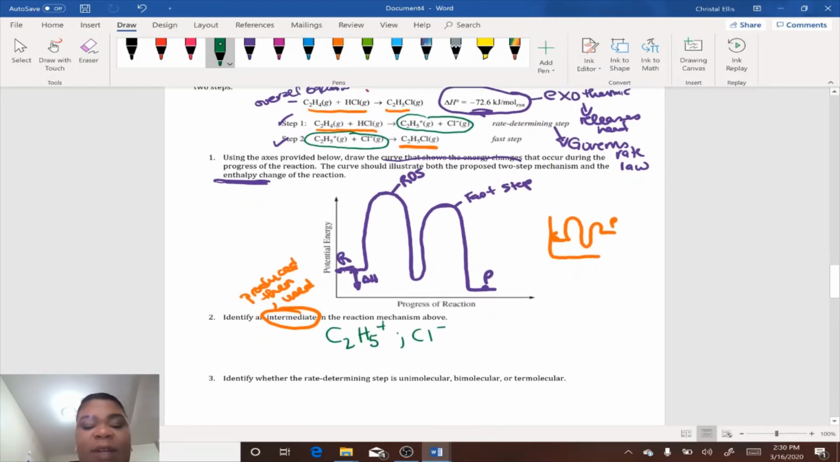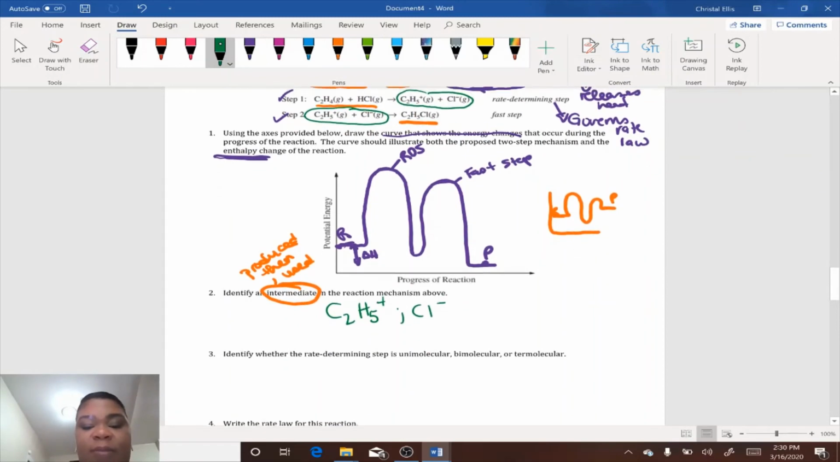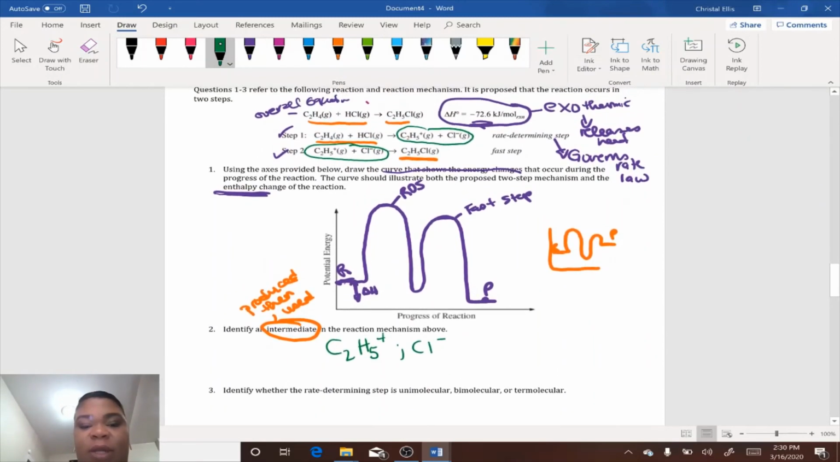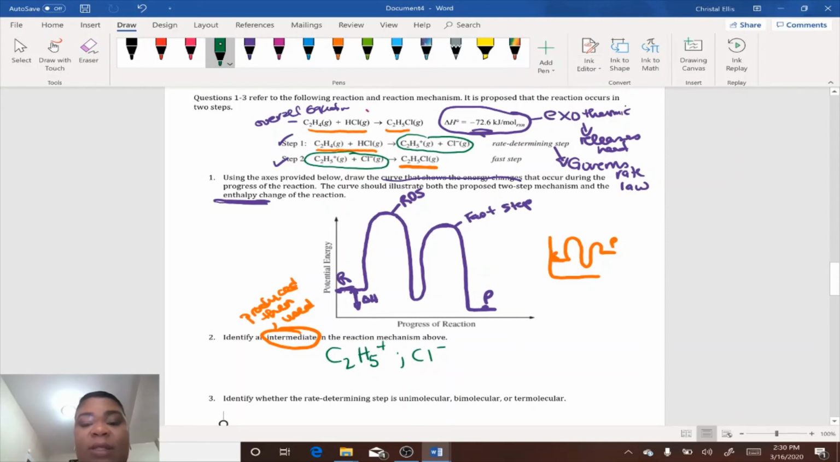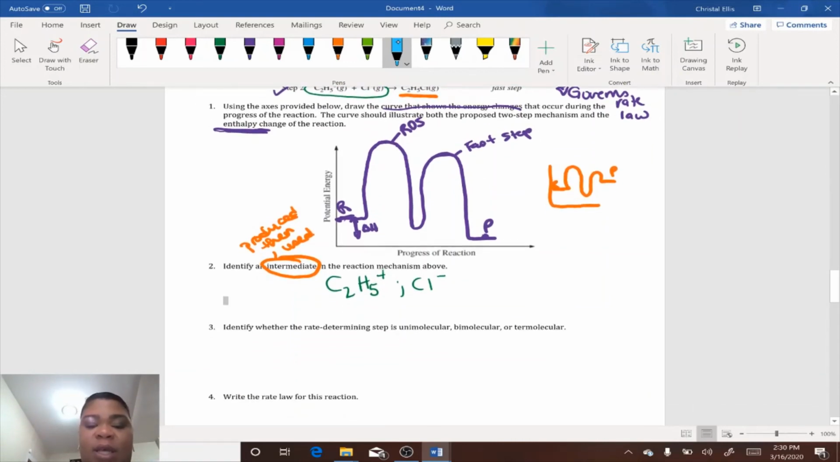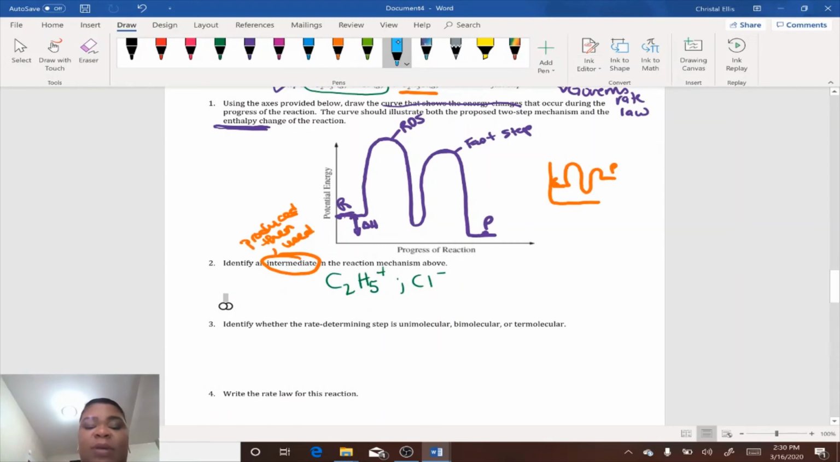It says identify whether the rate determinant step is unimolecular, bimolecular, or termolecular. Now, the rate determinant step is our slow step that governs the rate law. So since we have two reactants, one here and one here, we could say that the rate determinant step is bimolecular because we have two molecules that are colliding.